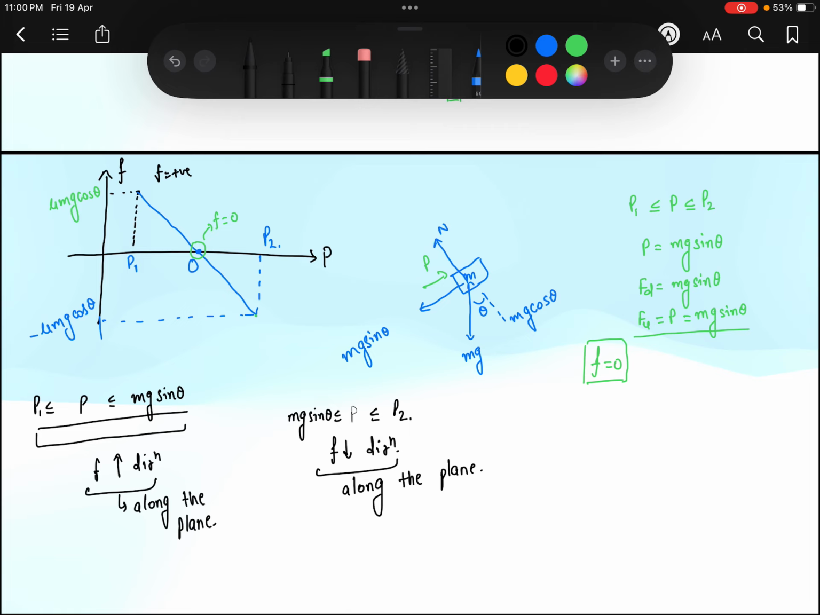So from the graph we can clearly say that in this region friction force is acting in upward direction, and in this region friction force is acting in downward direction. We can also prove it mathematically, but I have taken one intermediate case so that we can understand it. Okay.